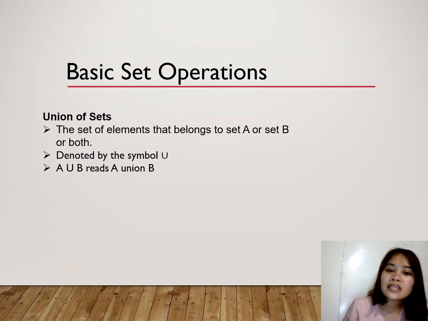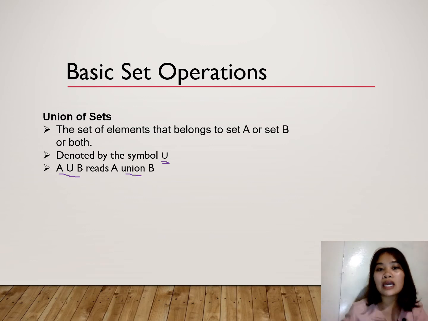The set of elements that belongs to set A or set B or both, denoted by this symbol. So this can be read as A union B. When we say union of sets, class, the set of elements that belongs to set A or set B or both. So the elements in set A and set B, you combine them.